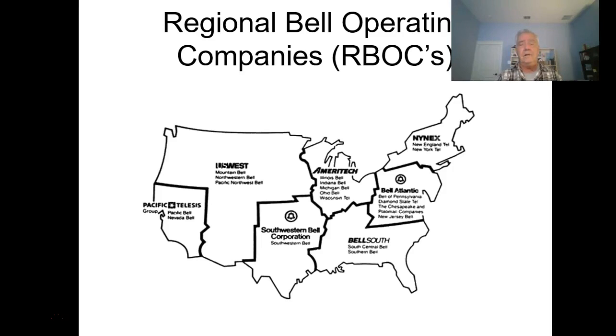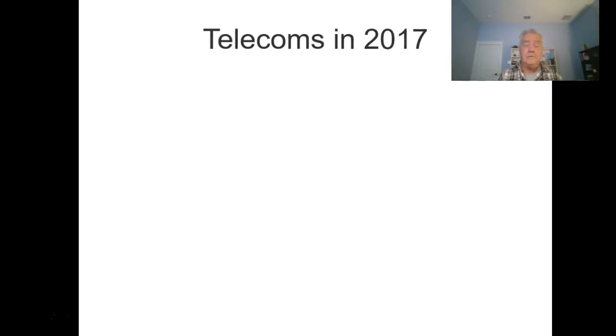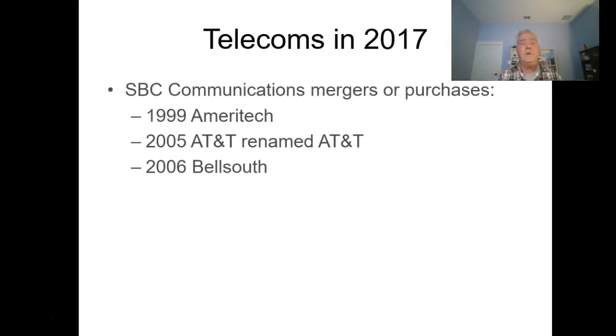NYNEX, New York Tel, Bell Atlantic, Bell South, Ameritech, which is the Midwest, Southwestern Bell, which is Texas for the most part, Pacific Telesis, and US West. Now, of course, they've all reconsolidated again. Verizon has most of the West Coast. AT&T, which is Bell Atlantic. Let's take a look at what they are.